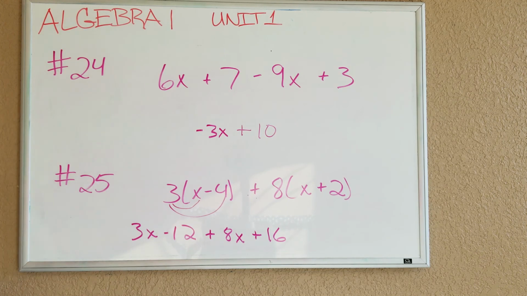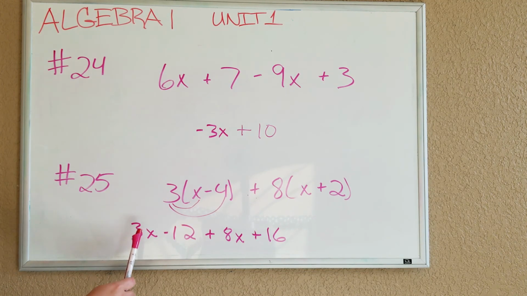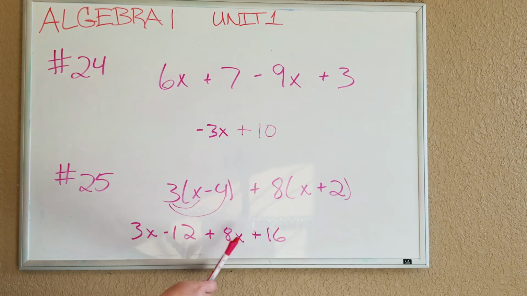And then just like the last problem, combine your like terms. You're going to have a 3x plus 8 more x and a negative 12 plus 16. And that will give you your answer.